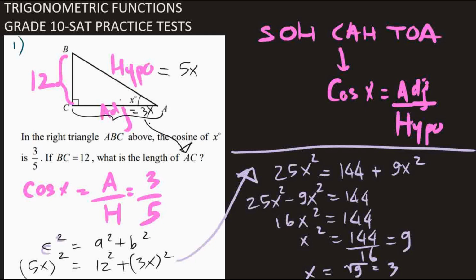Now the length of AC is 3x, so 3x equals 3 times 3, which equals 9. That is our final answer, 9. So the length of AC is 9 units. Let's go to the next question.